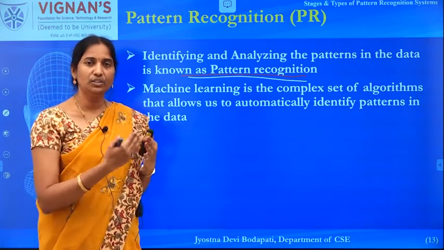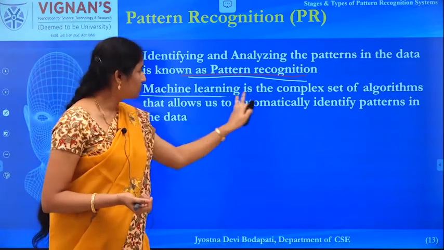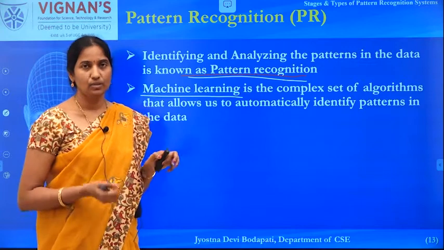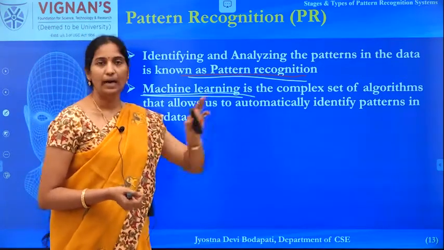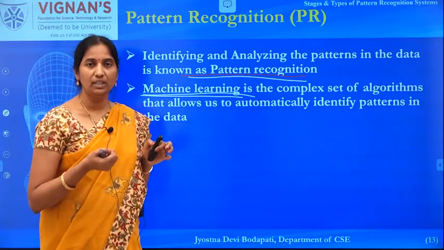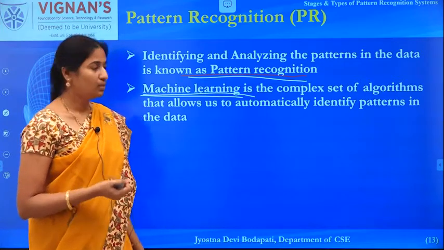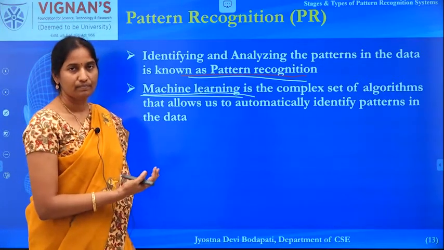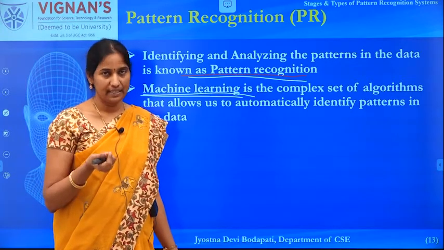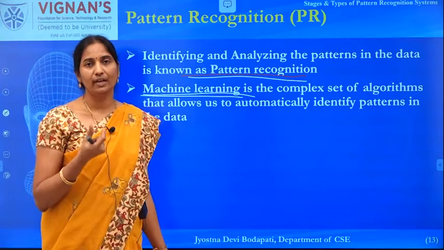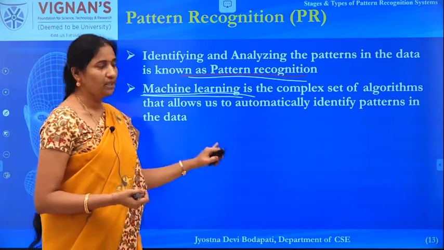And pattern recognition can be achieved in many ways, but recently machine learning algorithms, the set of complex algorithms that are used to identify the patterns in the data, are called machine learning algorithms. And as machine learning has seen so much success in recent years, it became so popular, right? So pattern recognition is basically identifying the patterns in the data, and the complex set of algorithms that are used to automate this process is called machine learning algorithm.